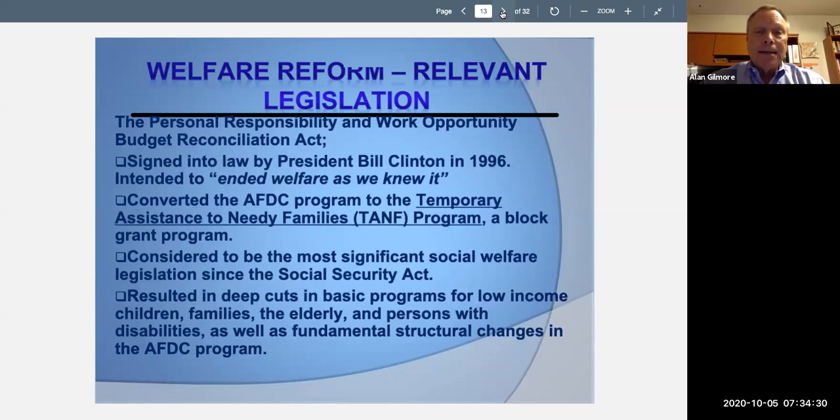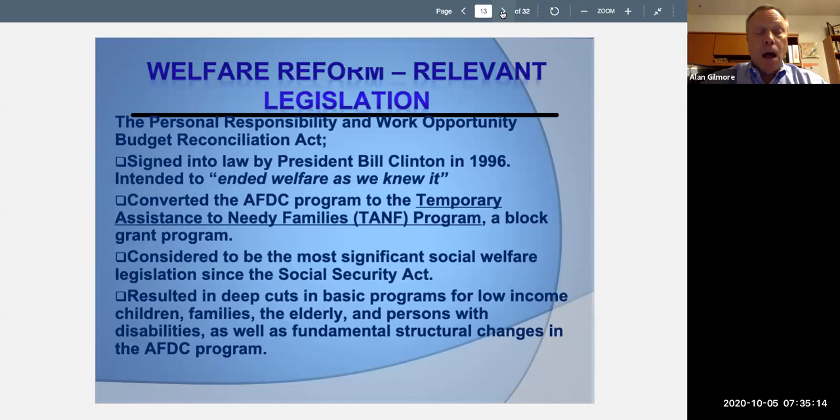In 1996, under President Clinton's administration, we saw the development, implementation, and passage of what came to be known as the Personal Responsibility and Work Opportunity Budget Reconciliation Act. Signed into law by President Clinton in 1996, it was intended to, and this is a quote from President Clinton himself, "end welfare as we knew it." It converted the AFDC, Aid to Families with Dependent Children program, to what became known as the TANF program, or Temporary Assistance to Needy Families.